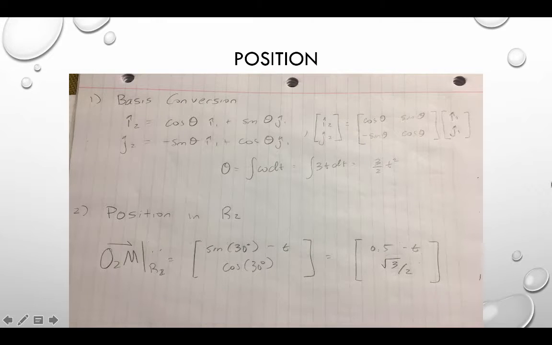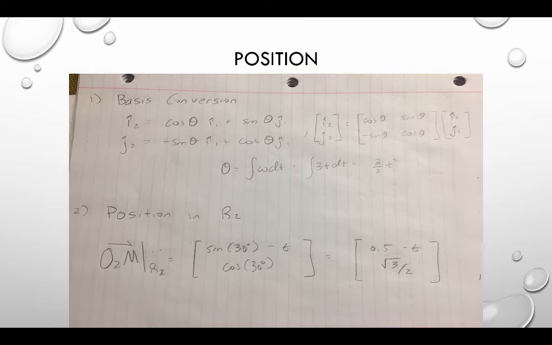First, let's start out by doing our basis conversion between I1 and I2 and J1 and J2. This is simply a rotation matrix between the two bases, as I2 and J2 rotate at angular speed omega compared to I1 and J1. So, then you have your rotation matrix, which is cosine theta, sine theta, and negative sine theta, cosine theta, where theta is equal to the integral of omega dt, or equal to 3/2 t squared in this case.